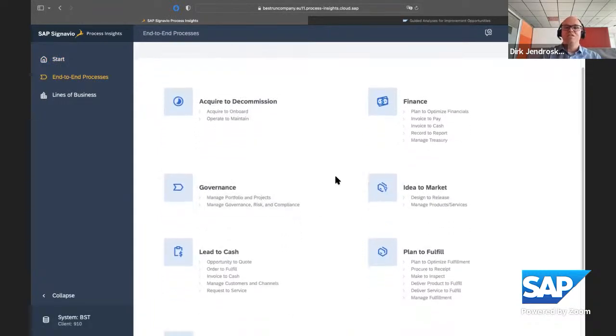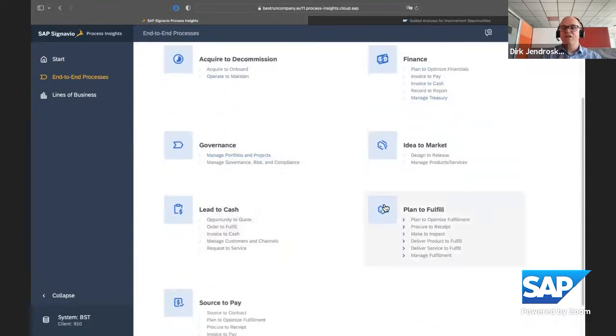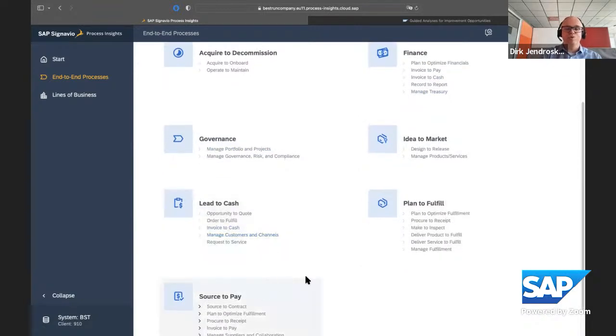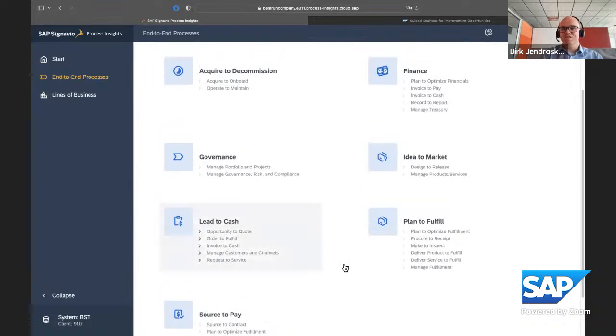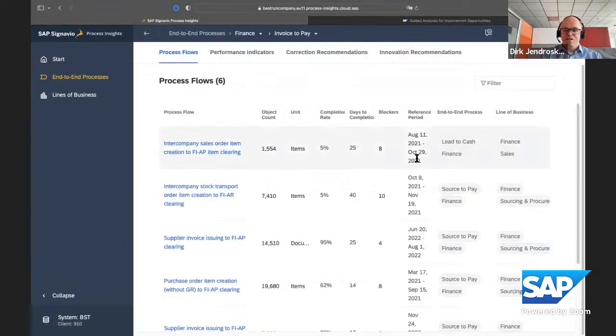So you see the acquire to decommission process, the finance processes, idea to market, governance, lead to cash, plan to fulfill, and source to pay. So quite a big variety of processes that are covered in here. The one that's interesting for Timo is invoice to pay. Let's head over there. Now, it's a process that's subdivided into a couple of more detailed processes. We call them modular processes.